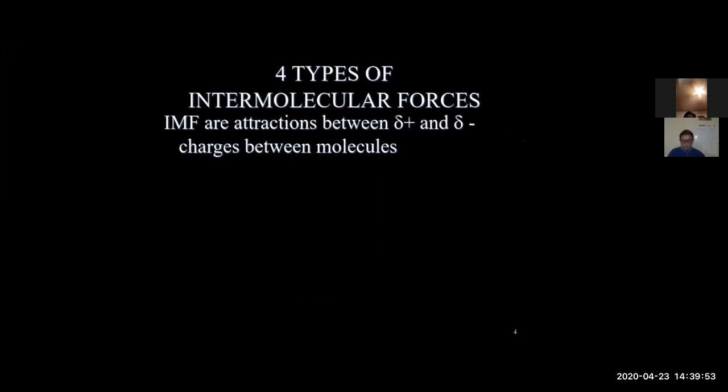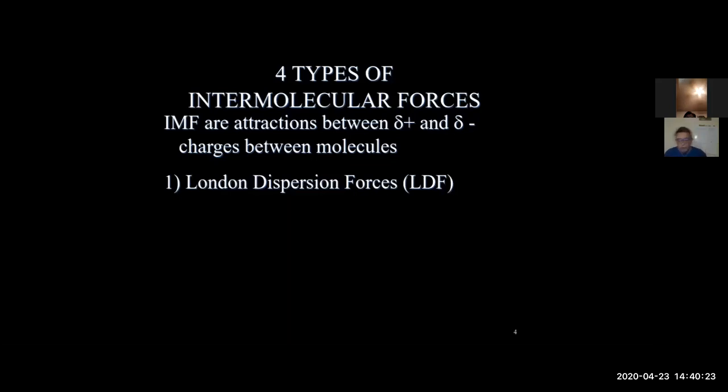So there are 4 types of intermolecular forces. Again, I repeat, these are forces of molecules with each other, not forces involved within molecules themselves.